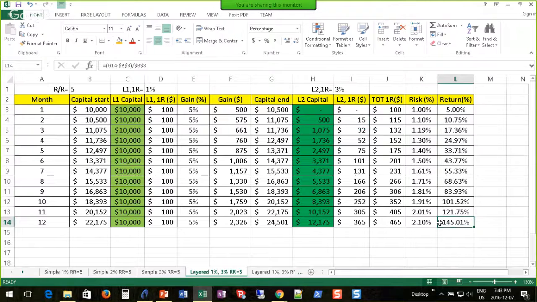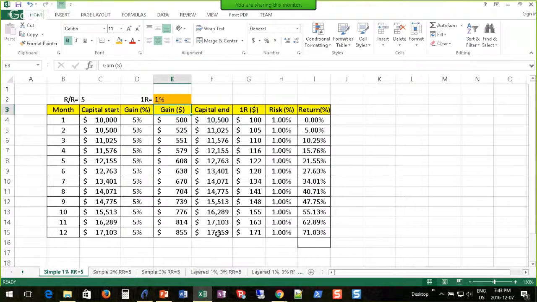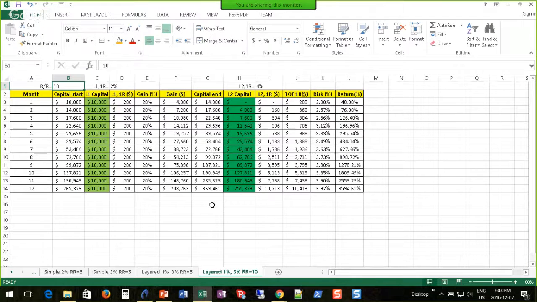In fact, we gain more here. We go from 10,000 to 24,501, and before it was only 17. So as you can see, a simple improvement here.